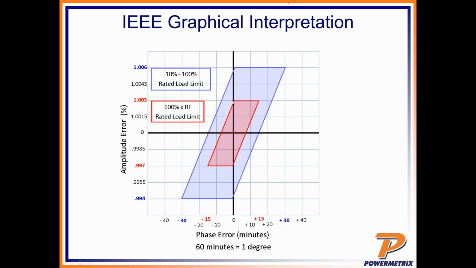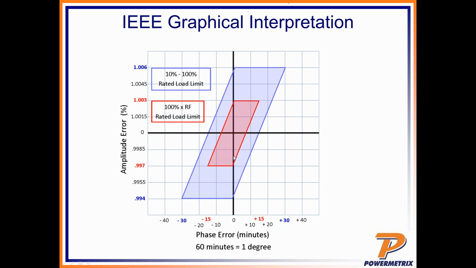So this red parallelogram is for 100% of rated load of that CT. And it's 0.3%, right? So we have plus and minus 0.3% as our limits for the amplitude error or the ratio error, which is on this axis here, up and down.